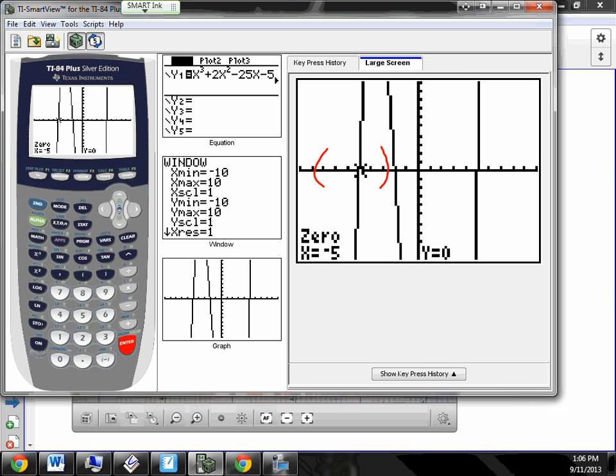Start working on the rest of that page. We'll talk about 6, 7, and 8 when you get there. So we'll pause this and let you work for a second.